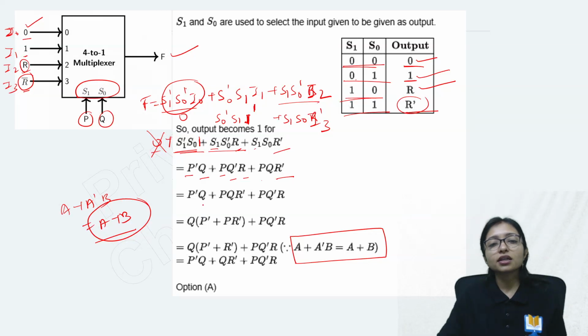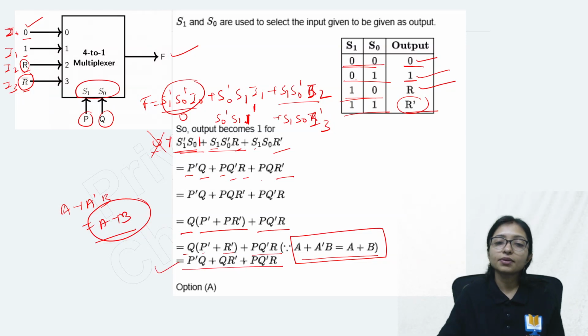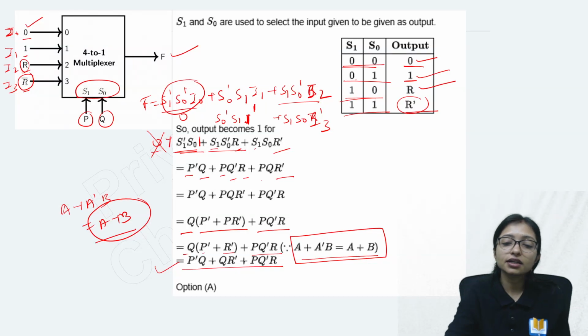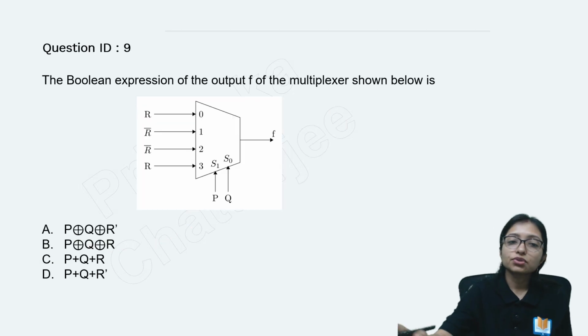Here we just take Q common. After taking it common, you get this, and then you apply the formula here. We get Q times P bar plus R bar. After applying the formula, I get the simplified expression. Got it? I hope it is clear. So finally, this is your answer. Now come to the next.